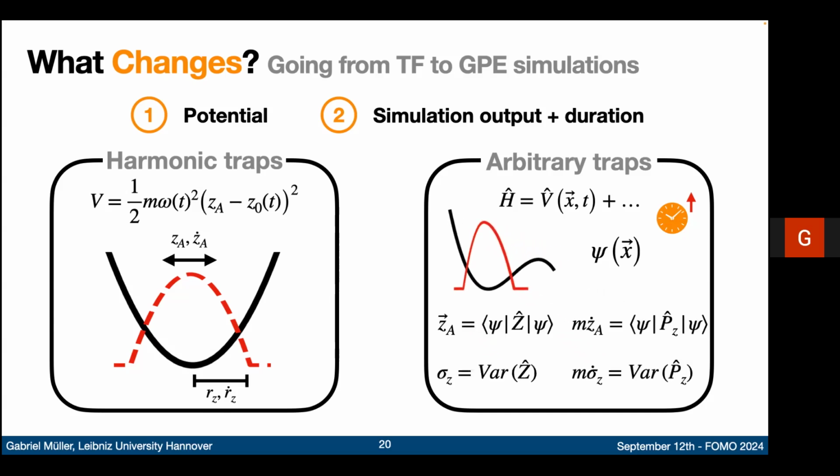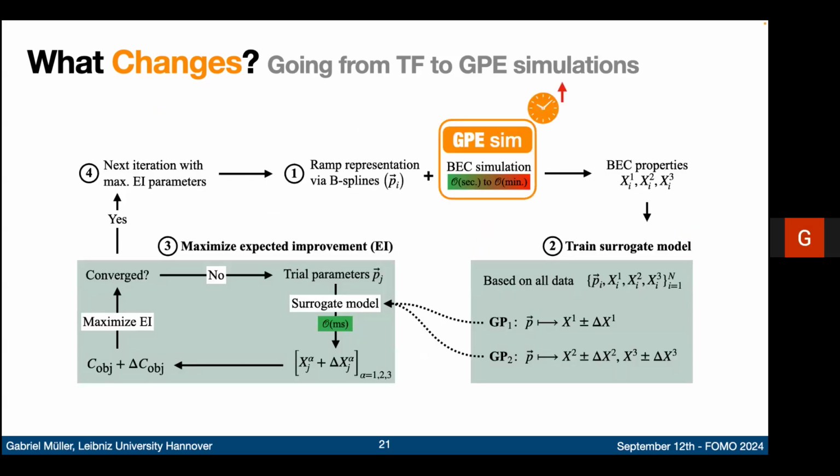But what you can do the super easy way, and there might be better ways depending on your optimization goal and so on, the cheapest way would just be to calculate back these properties, but now from the wave function directly by taking expectation values and so on. So what changes is the BEC simulation, which takes more time, and the BEC properties, but you can get back the expected properties as usual.